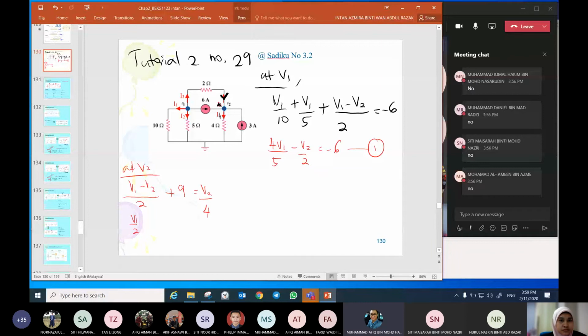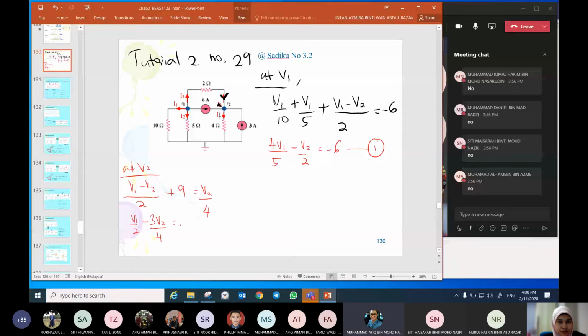V1 minus V2 does not matter. V2 minus V1 is also fine because we do not know which one has the highest value. Cannot, because at V1 you make the current I3 flow from V1 to V2. So at here, this I3 must enter V2. It depends on what direction of current we assume, yes.